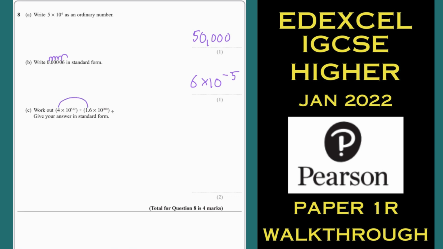Do 4 divided by 1.6. Luckily, you get a number between 1 and 10. And when you divide these, you subtract the powers. So 512 minus 700 gives you the lovely looking answer of minus 188 for your power.